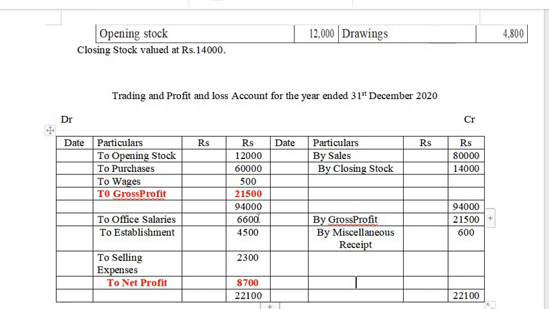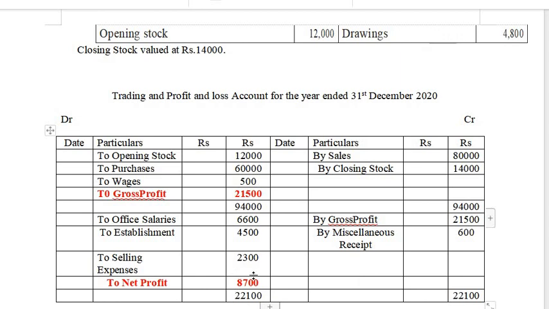On the left hand side, the total I'm getting is 6,600 plus 4,500 plus 2,300. Only this is the value I'm getting, which is definitely less than 22,100. That's why I'm taking the balancing value as 22,100. The difference again I'm getting on the left hand side.